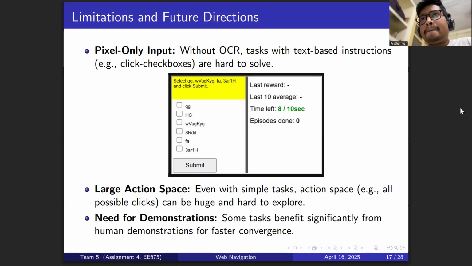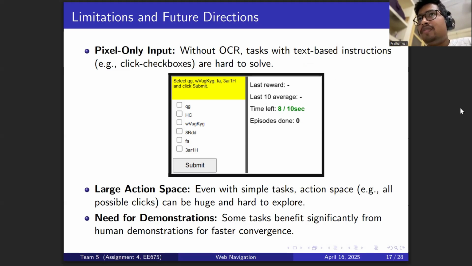Second, some tasks include important information in text, which an image-only agent ignores. As in the following example, we see in click-checkboxes, labels are dynamically generated. So without parsing that text, the agent can't act correctly. One solution is to use OCR and another is to use text descriptions.